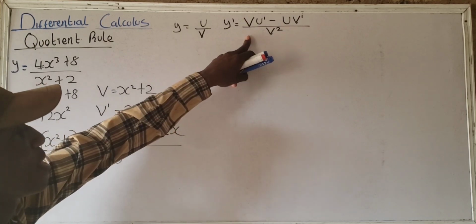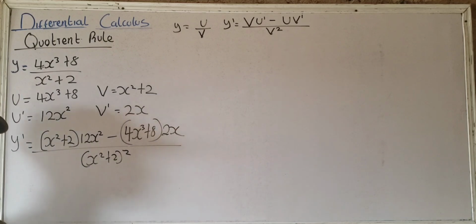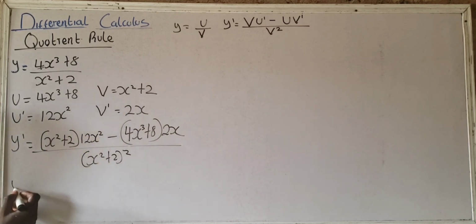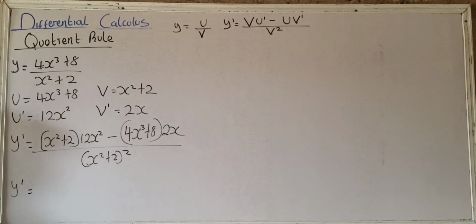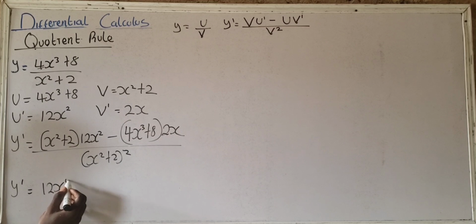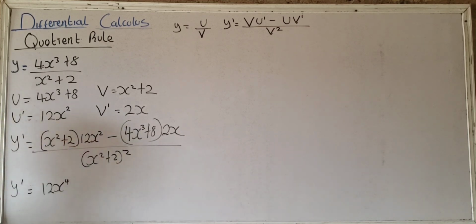Now, if you have to differentiate a function that is dividing themselves, you understand? When you have a function that has a numerator and a denominator, you can make use of the quotient rule. Okay? Now, from this point, you can proceed to simplify. So here, I'm going to have the derivative of y equals 12x squared times x squared. That is what? 12x raised to the power of 4. 12x squared times 2. That is what? Plus 24x squared.